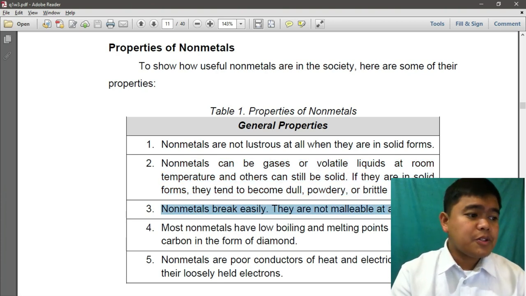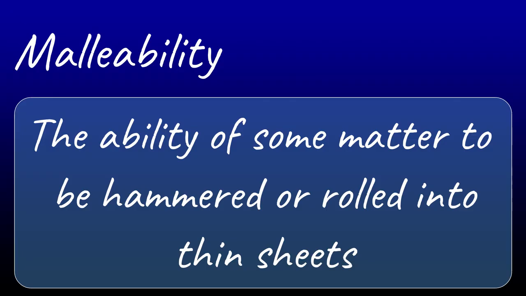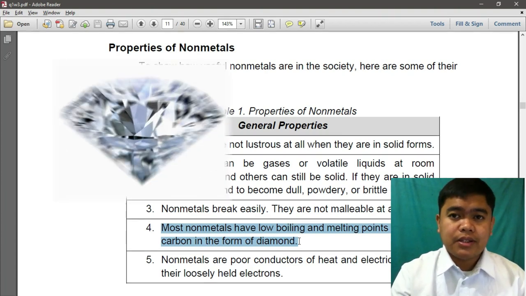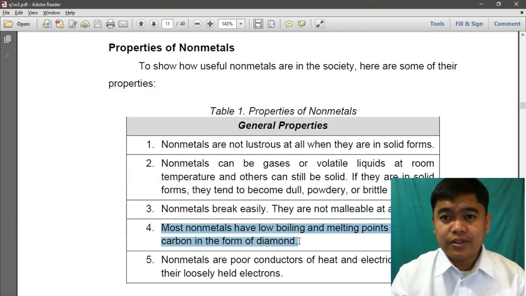Number 3, nonmetals break easily. They are not malleable at all. So remember malleability. This is the property of matter that can be rolled into thin sheets. Number 4, nonmetals have low boiling points and melting points, except for carbon in the form of diamond, because diamond is the hardest material found on Earth.